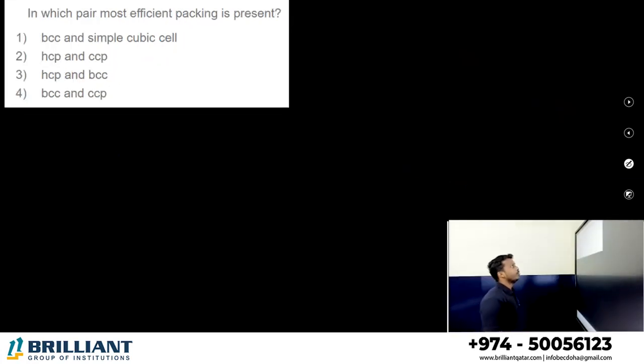Next one: in which pair is the most efficient packing present? We studied packing efficiency.